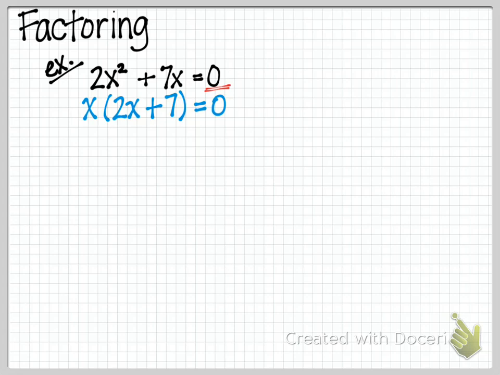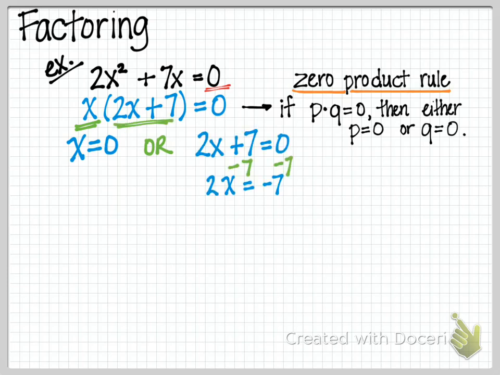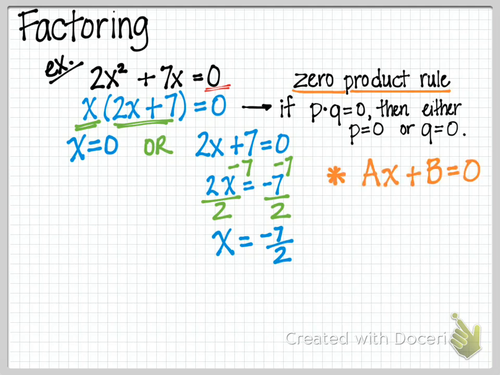Now I have 2 factors, and remember the zero product rule says that if I have 2 factors whose product is 0, then at least one of the factors must equal 0. So either x equals 0 or 2x plus 7 equals 0. The first one, x equals 0, is already solved for us. For the second one, 2x plus 7 equals 0, I solve for x and get that x equals negative 7/2.